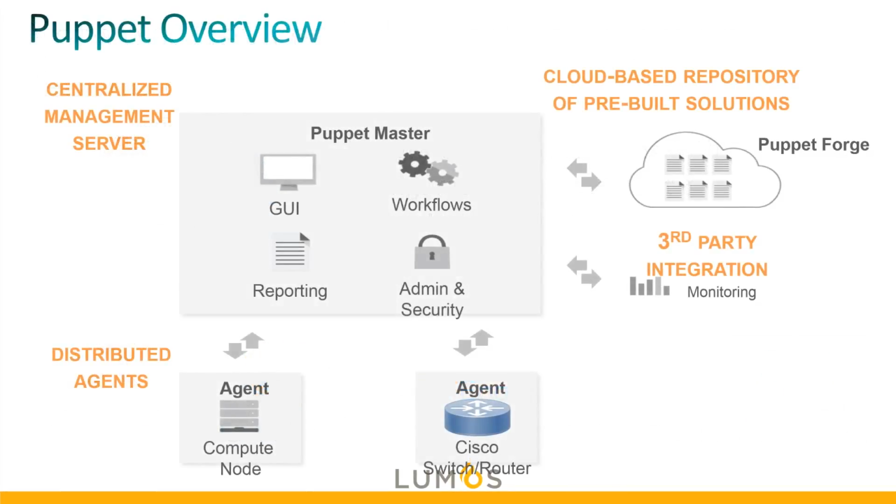When we take a look at an overview of Puppet, we see that we have this centralized management server called the Puppet Master. Here we have a graphical interface as well as a command line. We have various workflows that can be created and instantiated, various levels of role-based access control for admin and security and reporting. And we have these distributed agents that go out on our compute nodes. So on our VMs, we would have installed a Puppet agent, or possibly even Cisco routers and switches that support this, and we'll discuss how the Nexus 9000 does, of course.